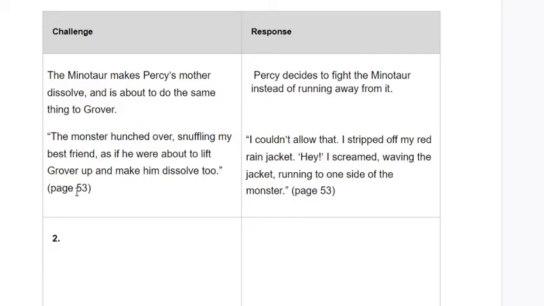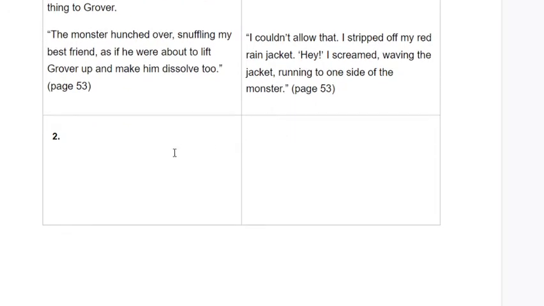Notice it says page 53: "The monster hunched over, snuffling my best friend as if he were about to lift Grover up and make him dissolve." So you have the statement of the challenge and the quote supporting it. Then you have the response, which is right here. Percy decides to fight the Minotaur instead of running away from it. That was his response. It came right after the challenge. And here we have it summarized and the quote that explains how this happened: "I couldn't allow that. I stripped off my red rain jacket. 'Hey!' I screamed, waving the jacket, running to one side of the monster." That's the pattern, and I want you to follow it as you look at this box right here.